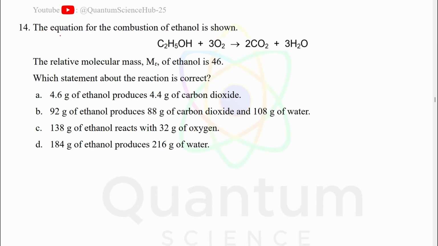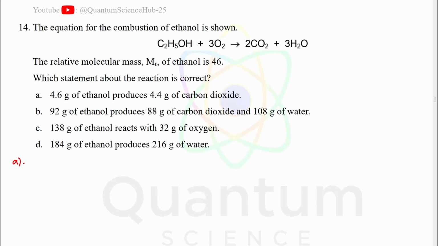Question 14. The equation for the combustion of ethanol is shown. This is the chemical equation. The relative molecular mass Mr of ethanol is 46. Which statement about the reaction is correct? Now we have to check each option one by one. Okay, let's start with option A.